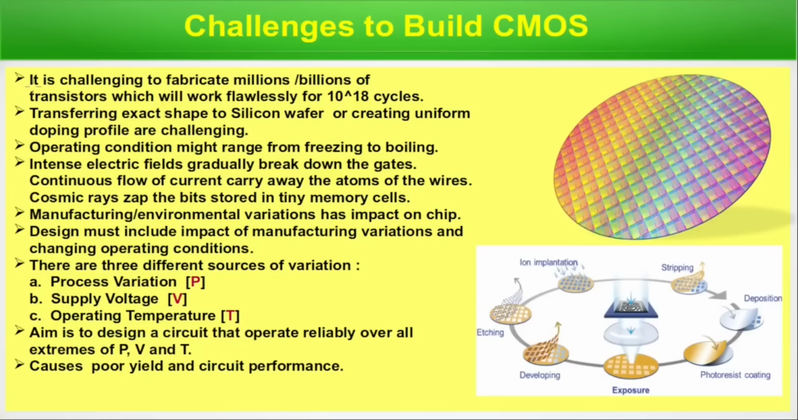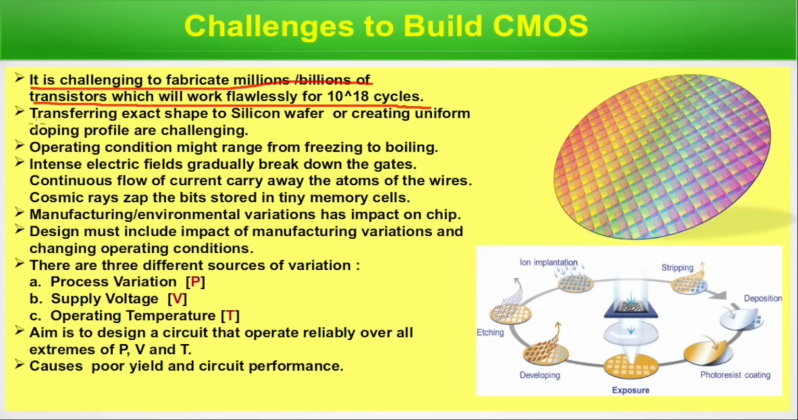In today's era, we fabricate millions of transistors. Fabrication of such a huge number of devices flawlessly is a tough task. So it is challenging to fabricate millions or billions of transistors which will work flawlessly for 10 to the power 18 cycles. We have to fabricate in a way so that the transistors work reliably. They will perform as they are intended to work, and they will do so continuously for a huge number of cycles.